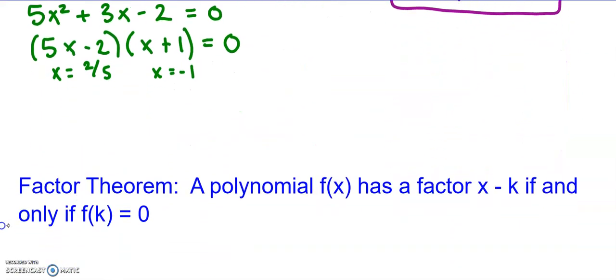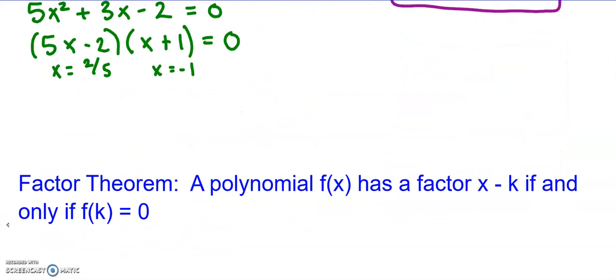Very, very nice. So our factor theorem says that a polynomial f of x has a factor x minus k if and only if f of k equals 0. What does that mean? It means that if the remainder is 0, then it is a factor. Incredible stuff.